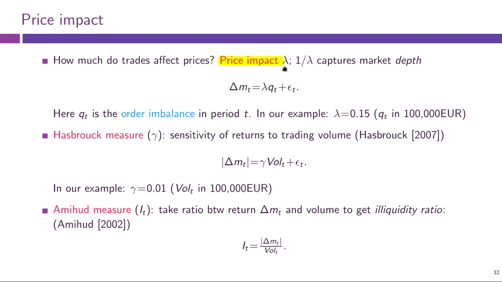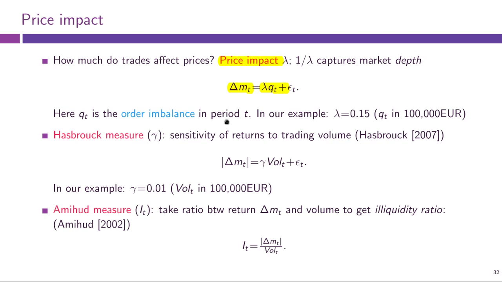Price impact tells you pretty much exactly how the mid quote changes depending on the order size. So this is not a static concept. It does not tell you how deep a limit order book is at any given time, but rather it is a more dynamic concept. It tells you that if there was a large order imbalance in some given period, then the limit order book was probably depleted on that side.